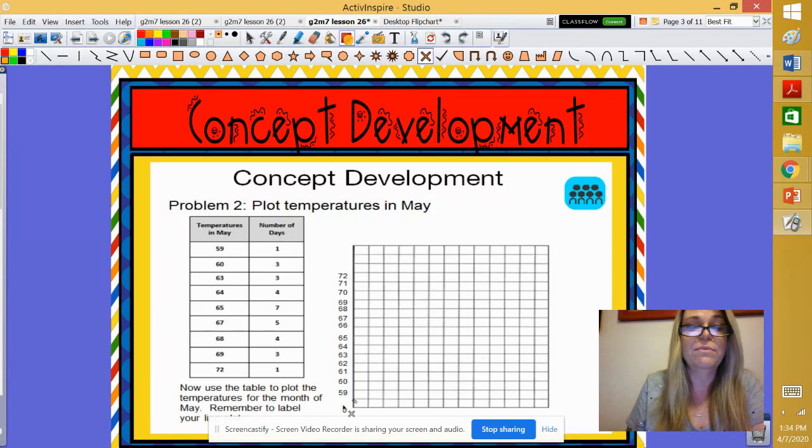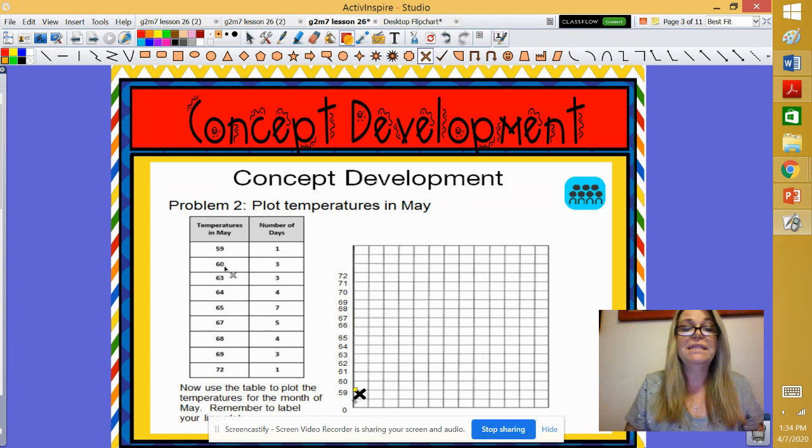Now here I have numbered our line plot to the side. We can see the 0 that we start with, the hash marks that symbolize that we're skipping numbers. We're going to start with 59. So we look over here in our chart and we can see the temperatures in May. And here are the temperatures. The second column is number of days that reached that temperature. So how many days reached 59 degrees? 1 day. So we would put 1 X at 59 because we had 1 day that was 59 degrees.